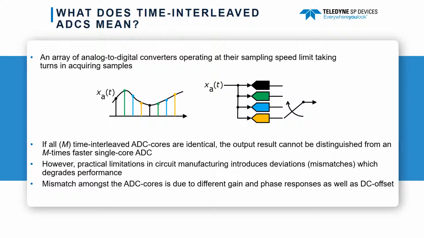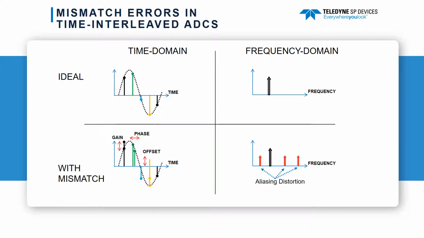On this slide, the effects of mismatches in time-interleaved ADCs are illustrated in the time domain as well as in the frequency domain. The ideal behavior of a 4-way time-interleaved ADC is shown in the top left figure. The 4 color-coded ADCs are taking turns in acquiring the sampled sine wave time domain signal. The top right figure shows the corresponding direct delta function after applying the Fourier transform of the sine wave.